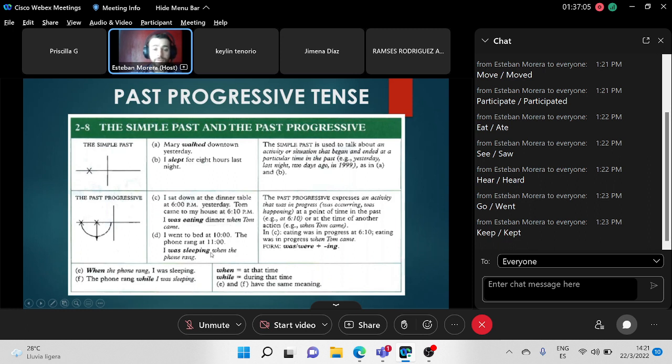I was sleeping when the phone rang. I was sleeping is an action in the past. The action was happening when the phone rang. But an action in the simple past interrupted the progress of this action in the past progressive form. So the past progressive expresses an activity that was in progress. The action was occurring, was happening at a point of time in the past or at the time of another action. For example, when Tom came.